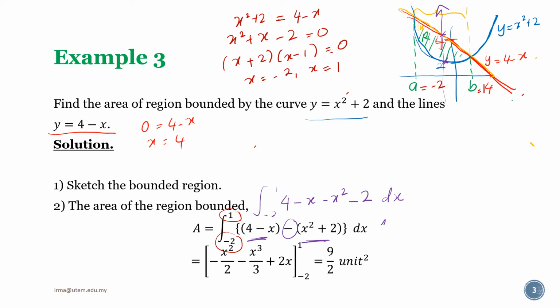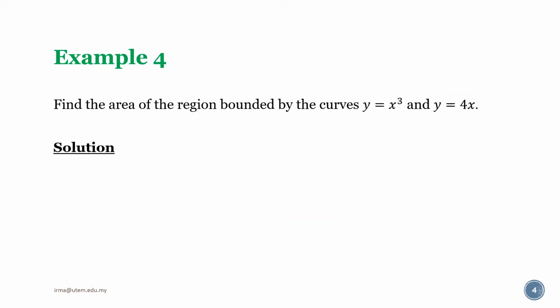So you will get negative x squared over 2 minus x cubed over 3, plus 2x. Okay, because 4 minus 2 you get 2, so you integrate 2, you get 2x. So substitute with the upper and lower limits of integration, which is 1 and negative 2, and you will get 9 over 2 units squared as the area of the shaded region. Right? Okay, move to another example.